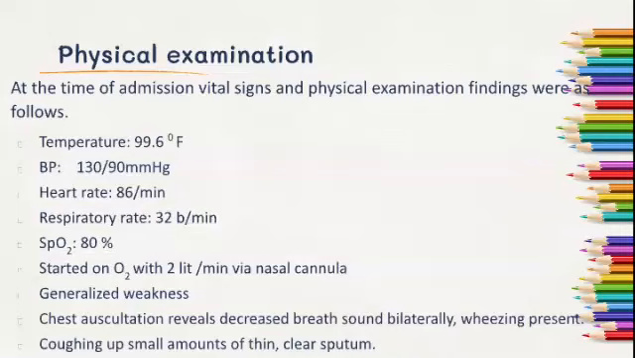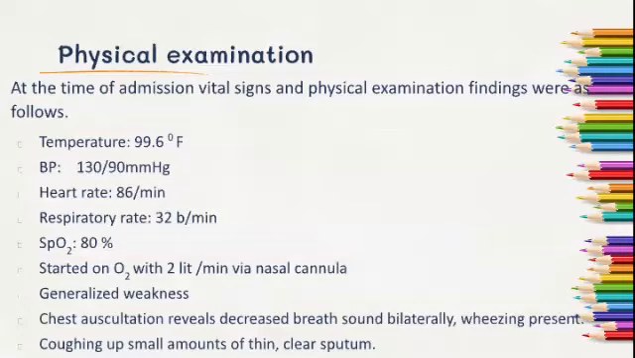At the time of admission, vital signs and physical examination findings were as follows. The temperature is 99.6 degrees Fahrenheit. Blood pressure is 130 by 90 mmHg. Heart rate is 86 beats per minute. Respiratory rate 32 breaths per minute. SpO2 80%. She was started on oxygen at 2 liters via nasal cannula.